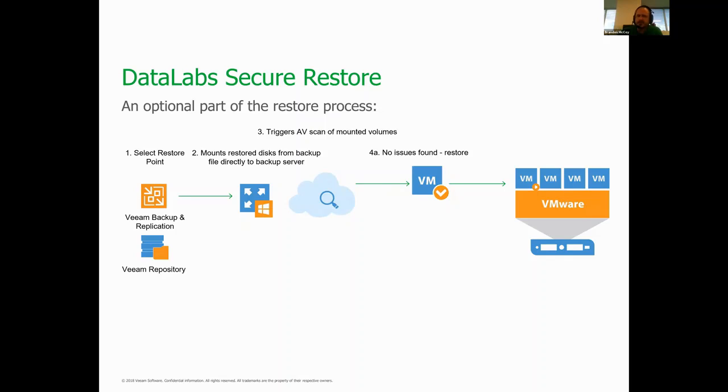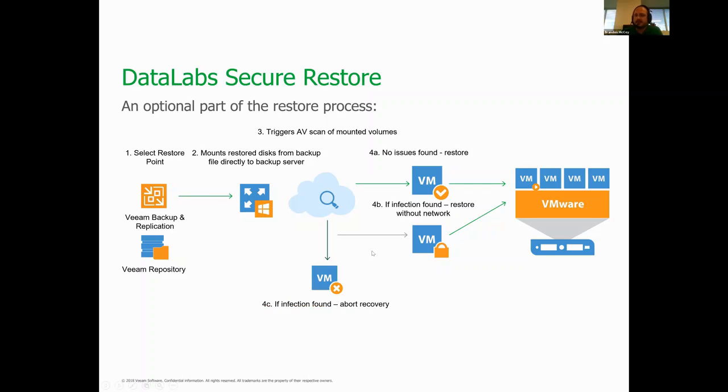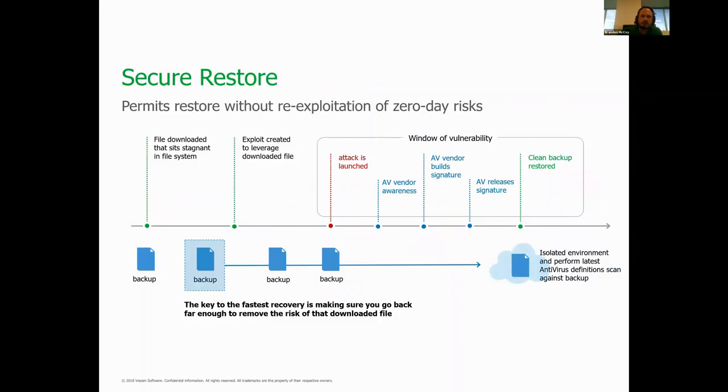If there is something wrong, we can either restore without network access so that we can open the VM. Maybe if you have some guys smart enough, they can remove that bug, or they can put it into a quarantine zone and do some forensics analysis on it. Or we also have the ability to abort the operation completely and find another restore point, or maybe go to that secondary copy over in the cloud. Really cool stuff.